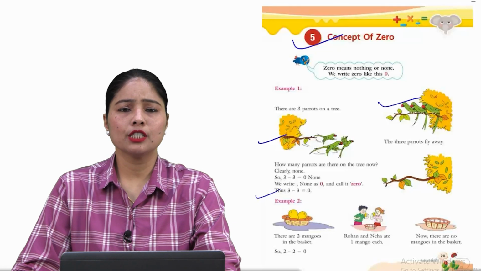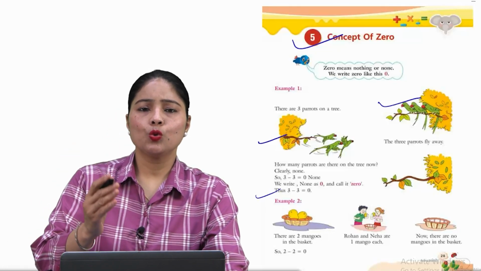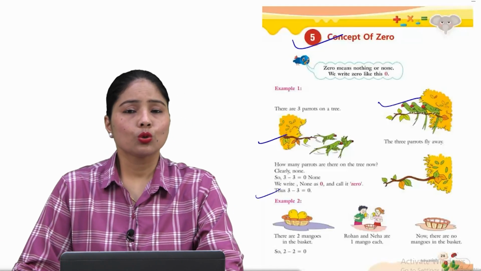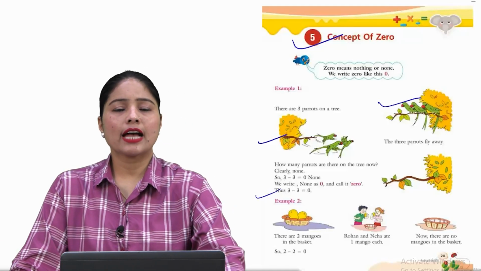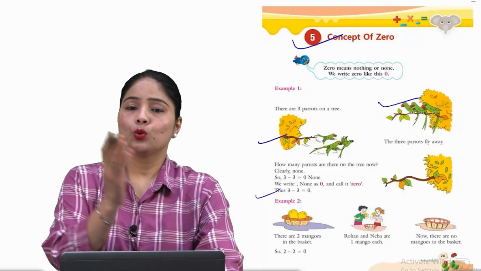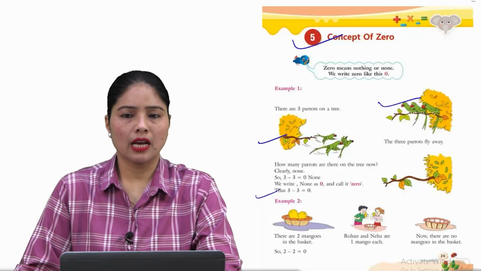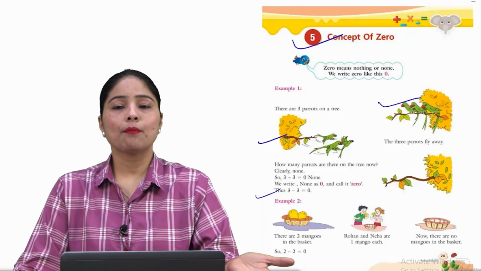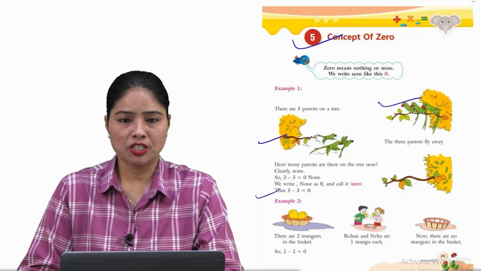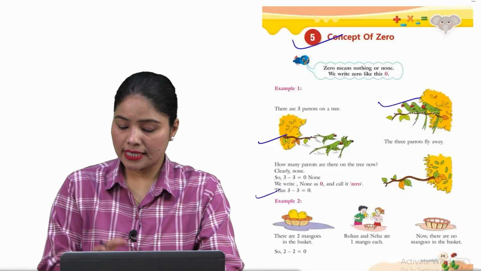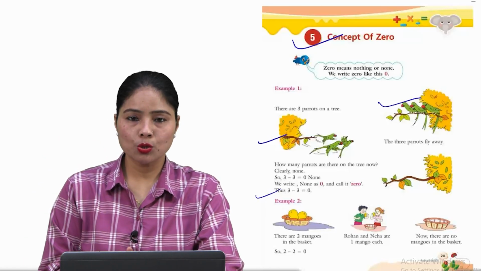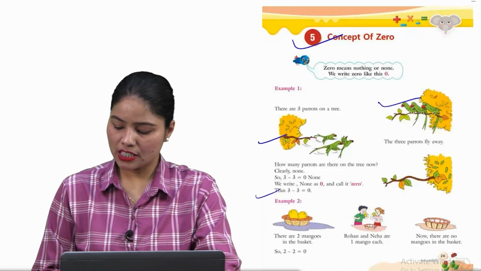Now example number 2. There are 2 mangoes in the basket. Basket में 2 mangoes हैं. Rohan and Neha ate 1 mango each. दोनों ने एक एक खा लिया है. Now there are no mangoes in the basket. अब basket में कुछ भी mango नहीं बचे. Okay? So this is the concept of zero. I hope you understood. So now move on to the next one.